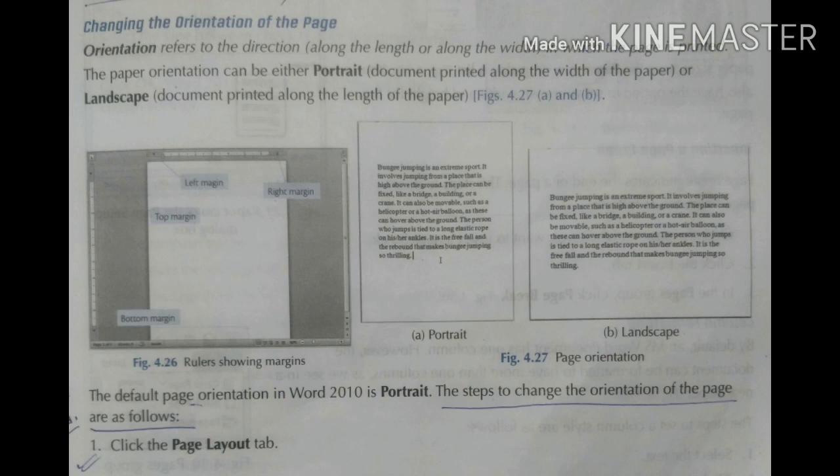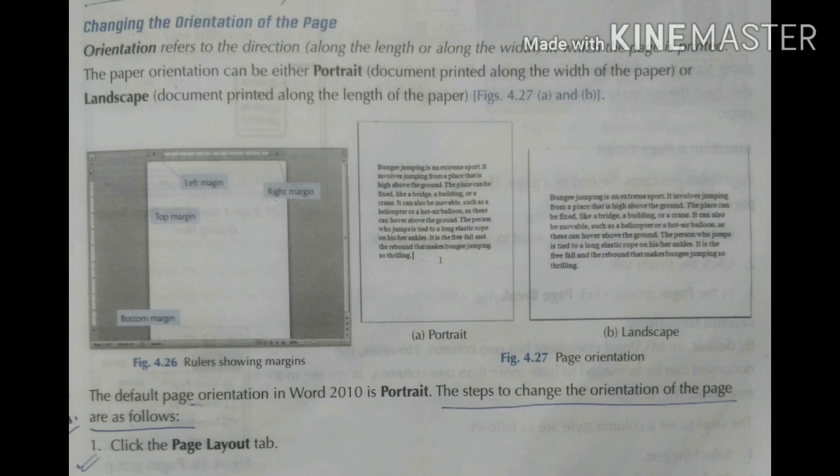Changing the orientation of the page. Orientation refers to the direction along the length or the width in which the page is printed. So when we talk about the orientation, it means the direction of the page. In MS Word we have two orientations, portrait and landscape. In this image you can see one is portrait and the other one is landscape.